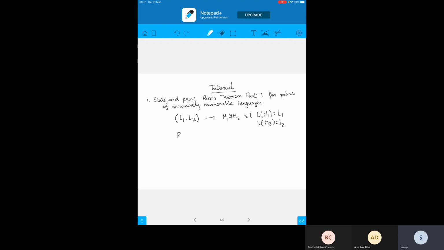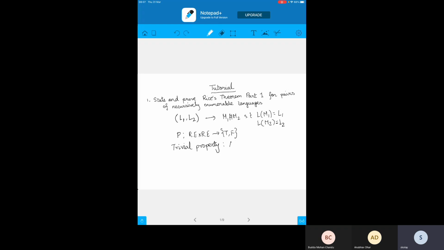Now, a property for two things will basically be a function from recursively enumerable cross recursively enumerable going to true or false. So what is a trivial property here then? All are true or all are false. Yeah, so that means all true.